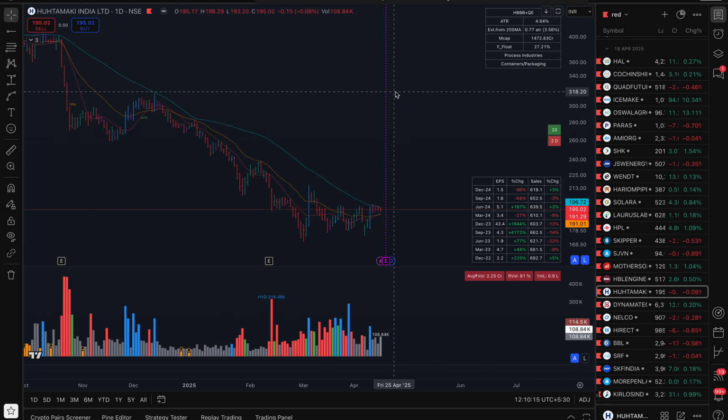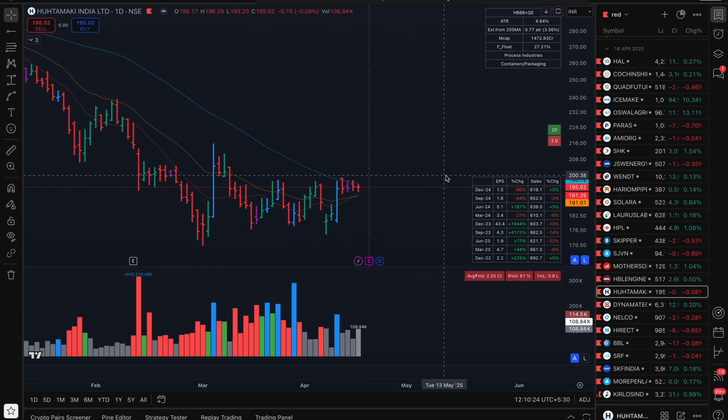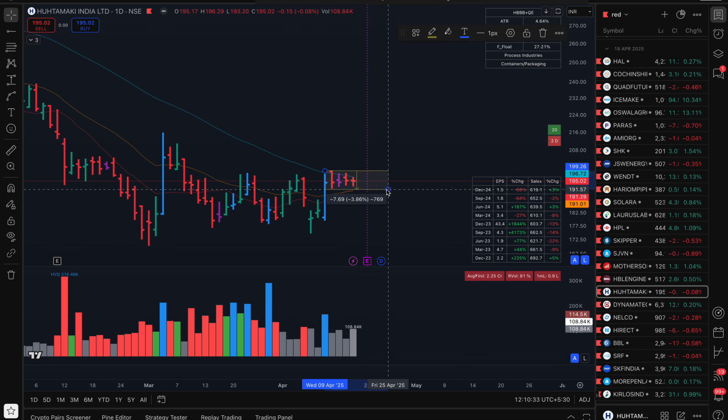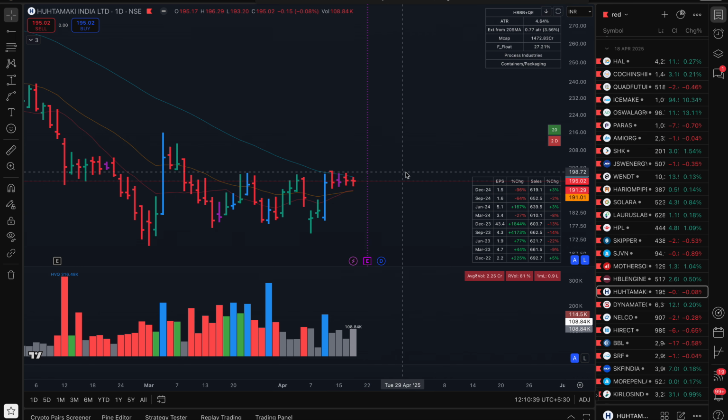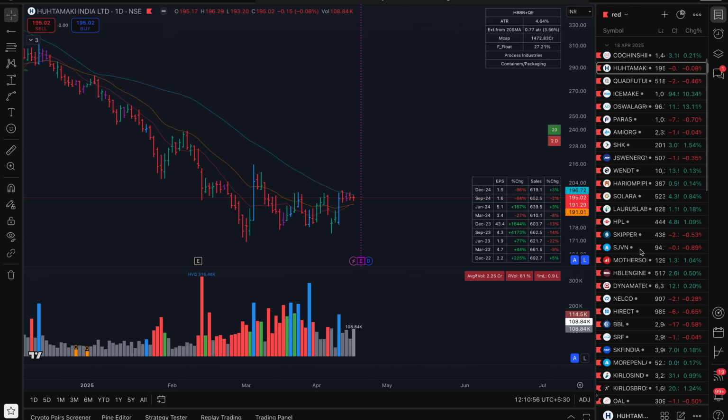Tamaki India. It's also a big reversal base. Currently, the 50 has been slapping here, and the price action is extremely tight. If you look at the ATR 4.6, whereas the last four candles have been housed in a range of 3.86. So this is really tight, and again, it's a reversal base for sure. Although the color of the candles is red, there looks to be some kind of accumulation to me, and I would like to look at it closely.